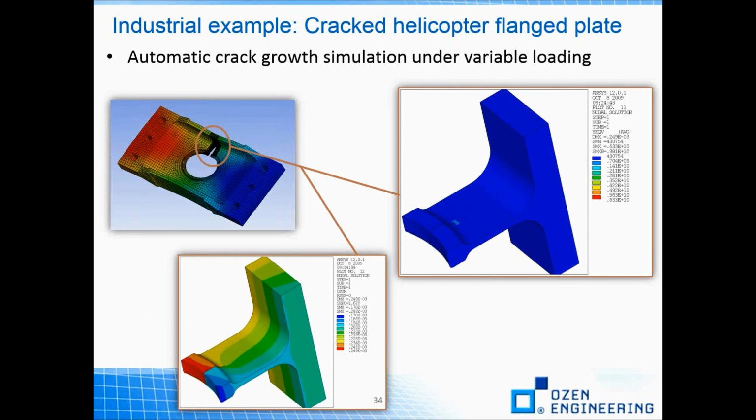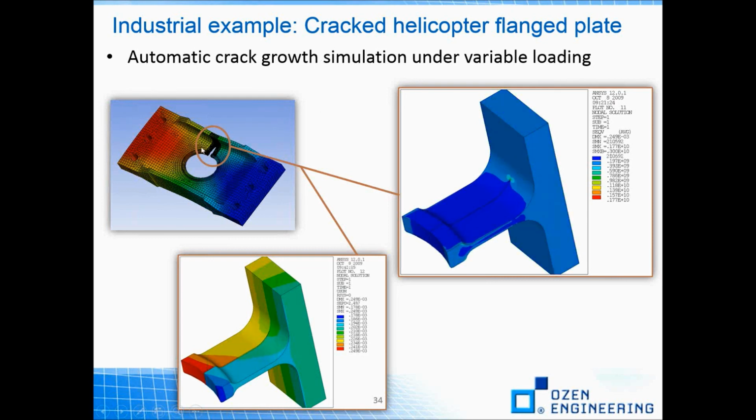So here's another industrial example. It's a cracked helicopter flange plate, and this example actually has a short history. In early 2000s, in 2002 specifically, the American helicopter industry initiated and opened a challenge to finite element analysis vendors to analyze cracking on a helicopter dynamic part.